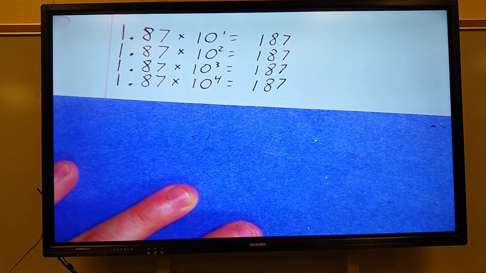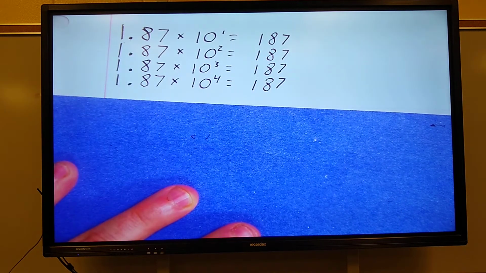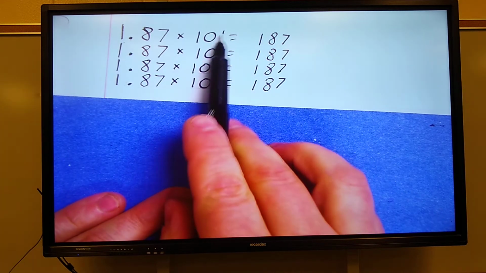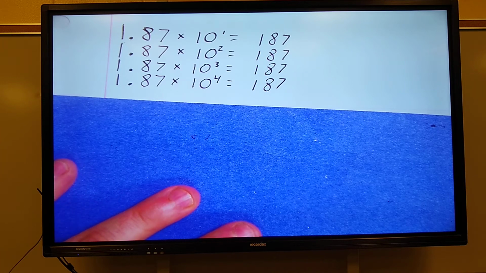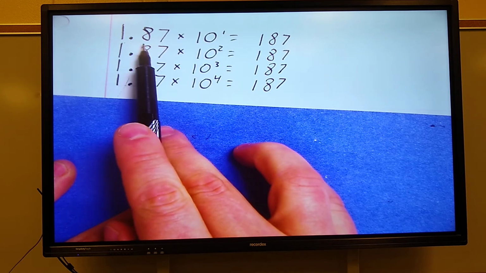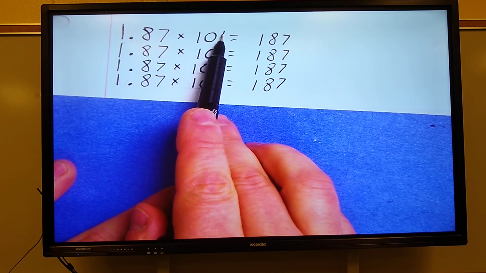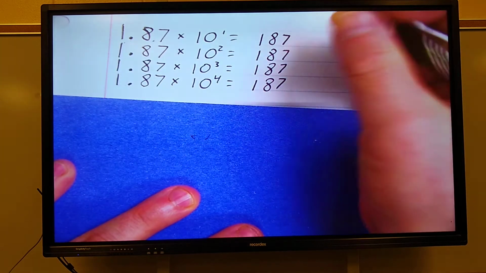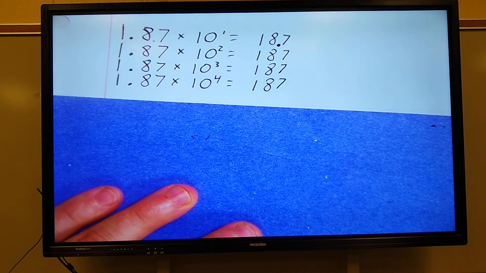Notice I did not put my decimal in any of these, because this decimal is going to move. With decimals, instead of adding zeros, this exponent tells you how many times to move the decimal to the right. So, 1 and 87 hundredths times 10 to the first power means I move the decimal to the right 1 time. So my decimal should be in between the 8 and the 7. 18 and 7 tenths is my answer.